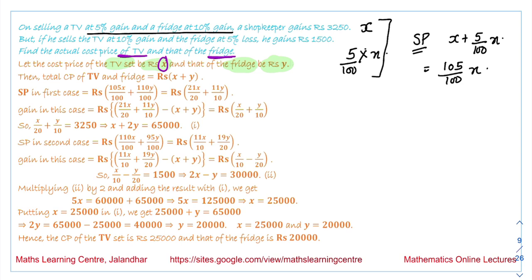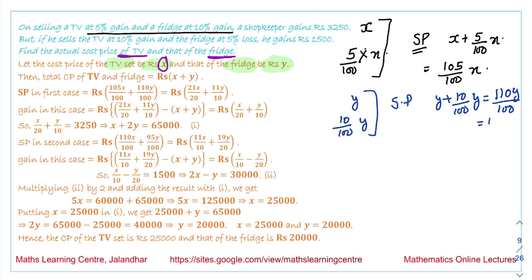Now if we talk about the fridge, suppose its cost is Y, then he has obtained gain of 10%, so it is 10 by 100y. So selling price of the fridge will be y plus 10 by 100y, that is equal to 110y by 100, that is equal to 11 by 10 y. Now what is the total cost price?